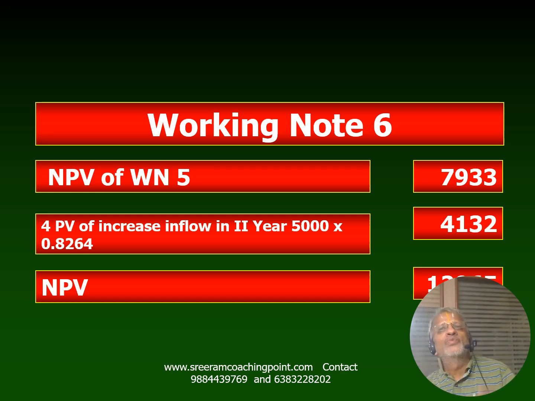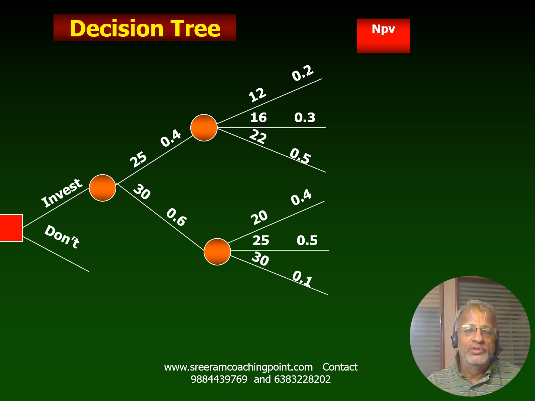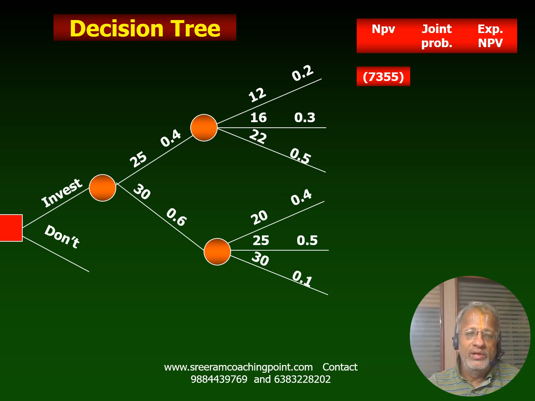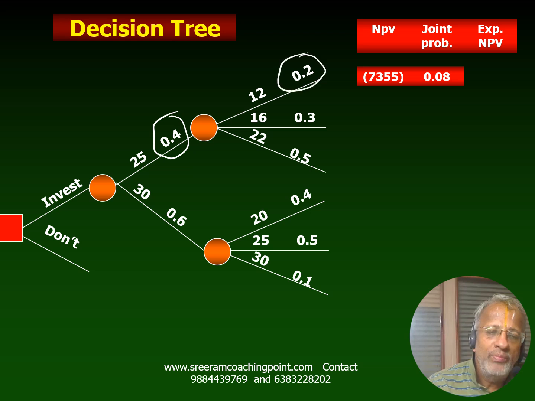And now let us put them into the decision tree. Already we have seen the decision tree, we don't want to do that again, we have just copied it, and now we are going to apply it. Whatever net present value we have taken from working notes number 1, 2, 3, 4, 5, 6, we will simply copy: 7355 negative and 0.08 is the joint probability. People would like to know, sir, how do you get this 0.08? Please understand, 0.4 multiplied by 0.2. That is the way you get 0.08.